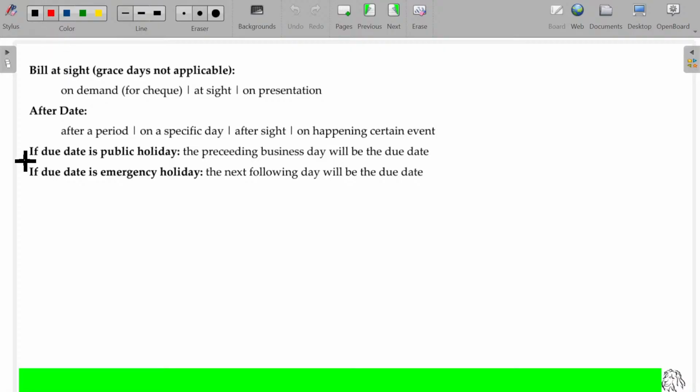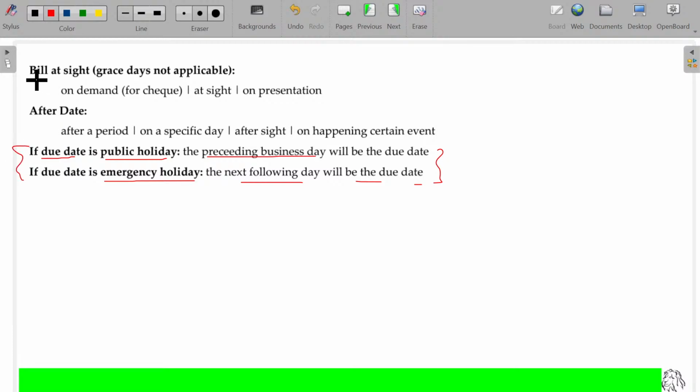If the bill due date is a public holiday, the preceding business day will be the due date. If the due date is an emergency holiday, the next following day will be the due date. Already we have studied this one.